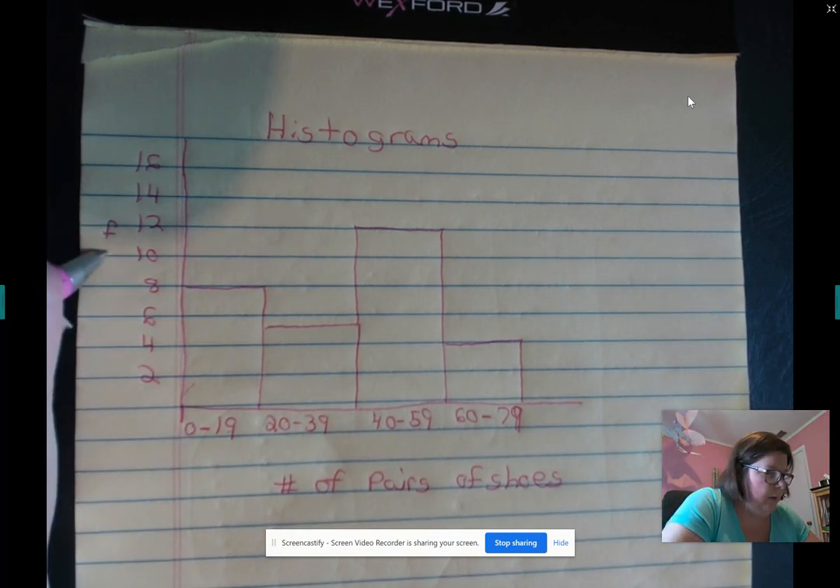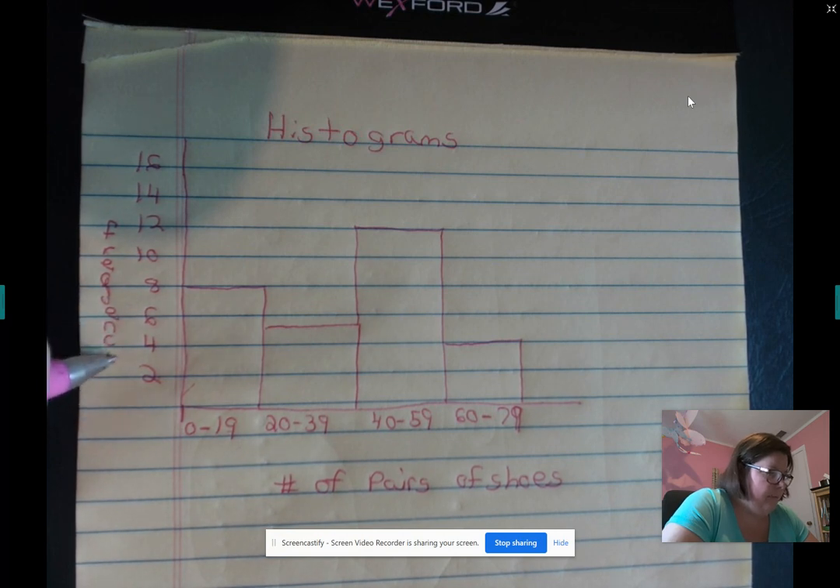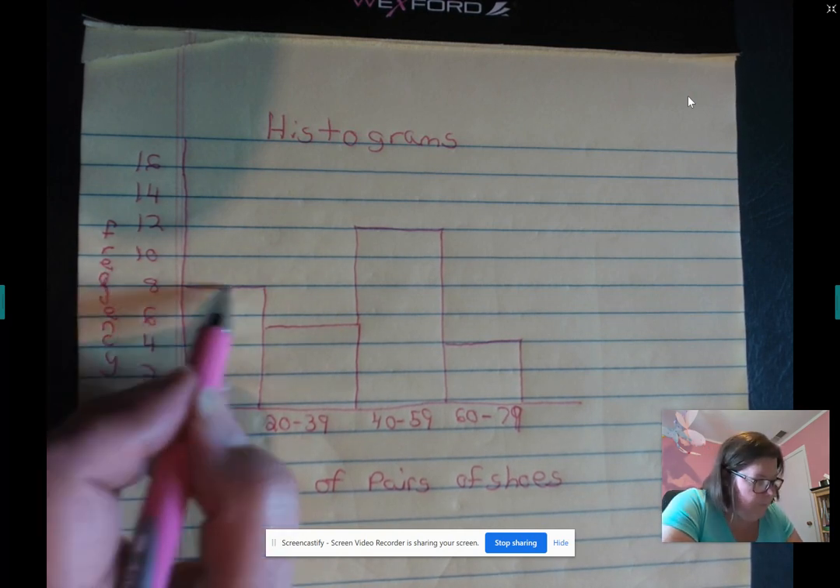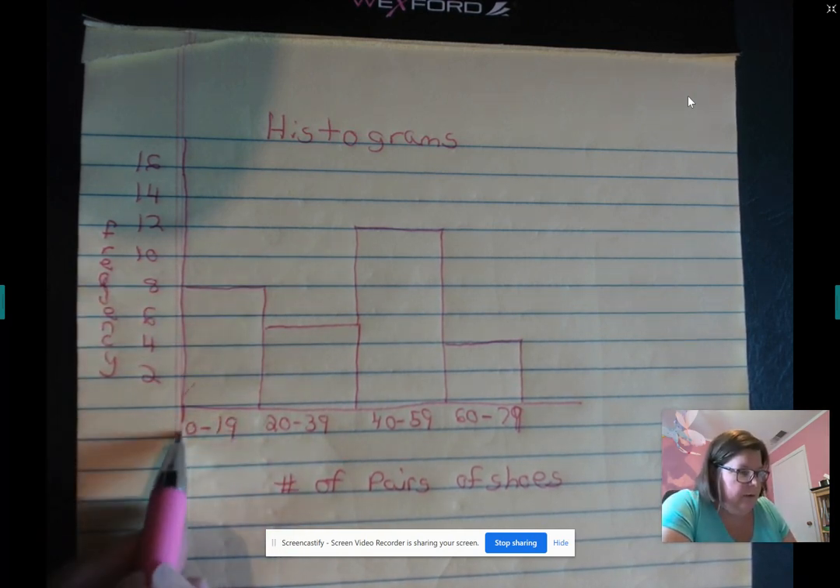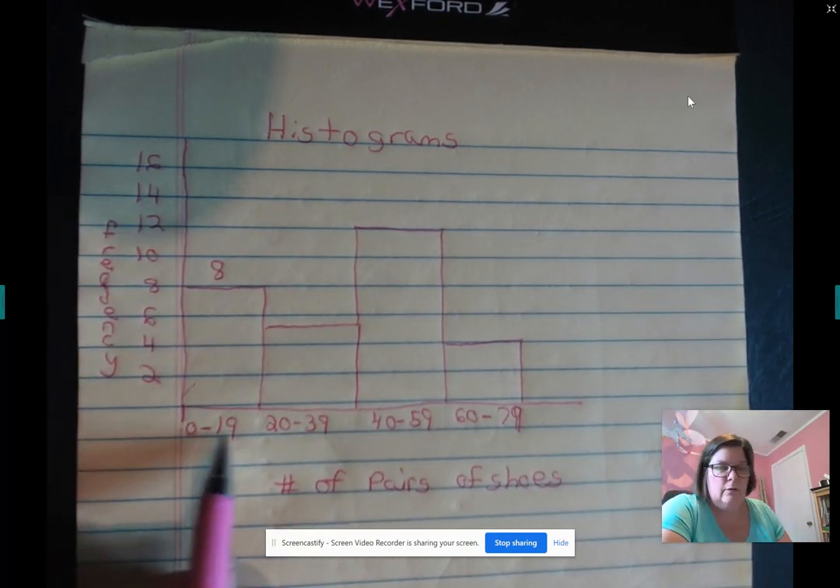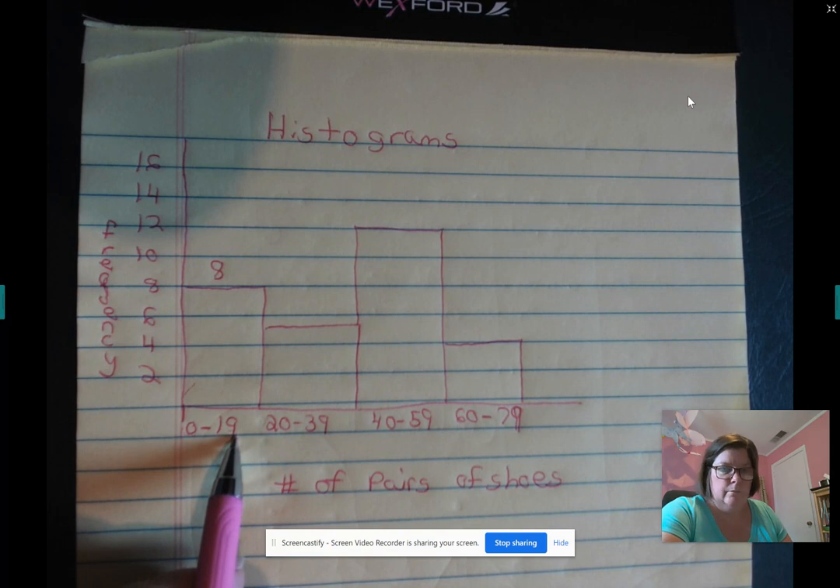This, on the y-axis, is called frequency. That's how many people fit into this category. So in this one, if we were reading this, we have 8 people that fit in the category of 0 to 19. So 8 different people had between 0 and 19 shoes.